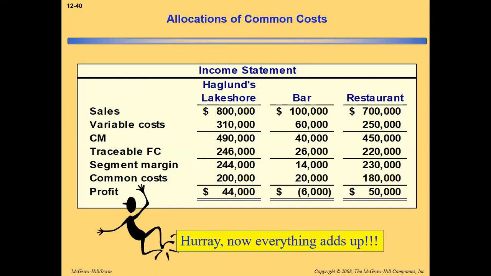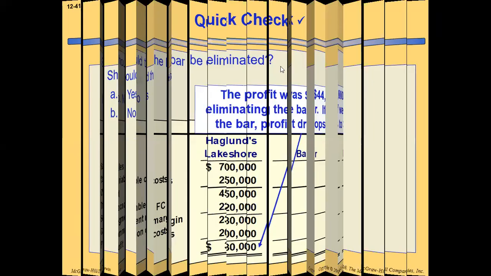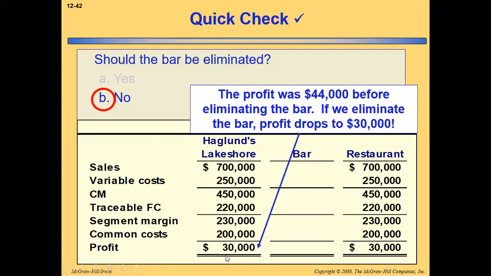After eliminating the bar, see, if we eliminate the bar, the profit will be 30,000. See how much the profit will be: the bar will have no profit, nothing from the bar, only the restaurant will bring income. But the common cost of 2 lakh taka remains, we still have to pay it. So after deduction, the profit is how much? 30,000.